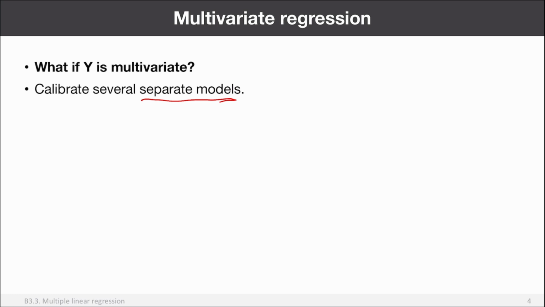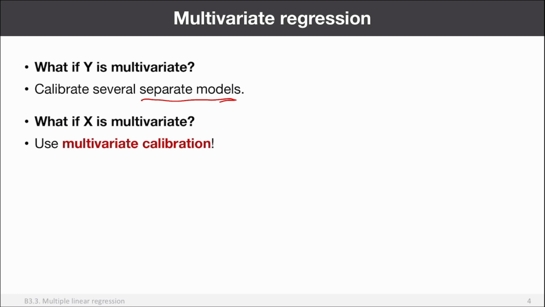There are also other solutions. You can make one single model for that, but this is beyond the scope of our course. So far, we will just simply use separate models. But what to do if your x is multivariate? So if you have several predictors, several x variables, in this case, you indeed need to use a special method, which is multivariate calibration or multivariate regression. And that's exactly what we are going to do in this learning sequence.